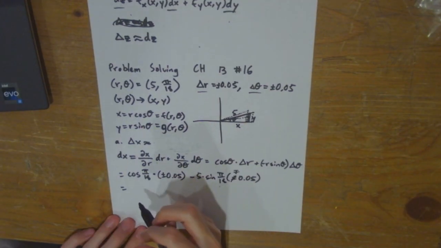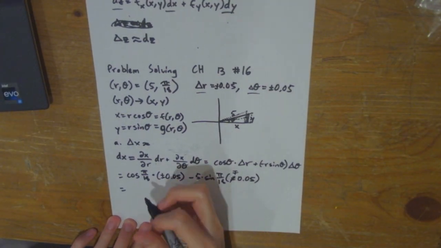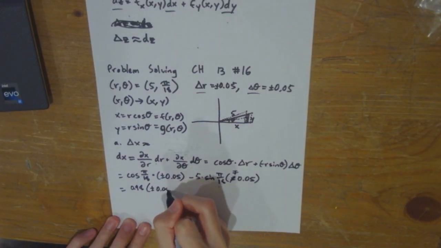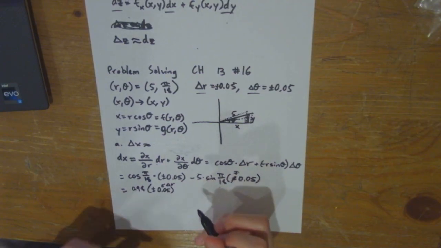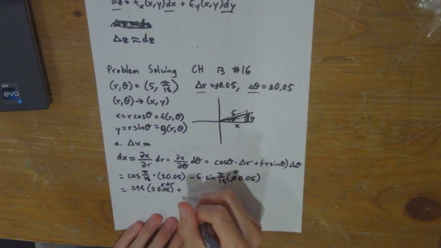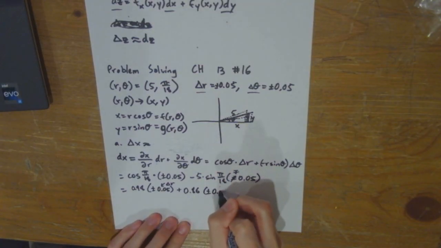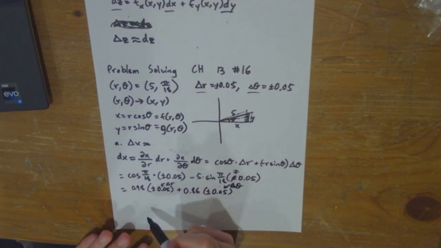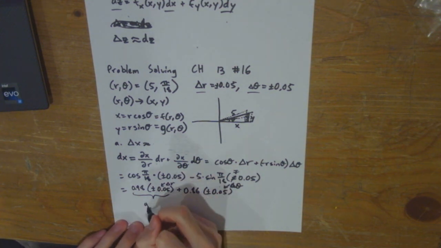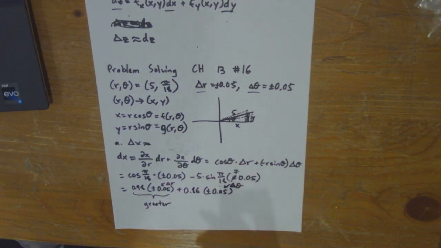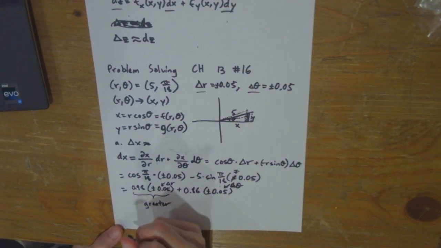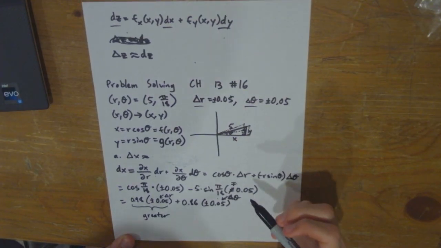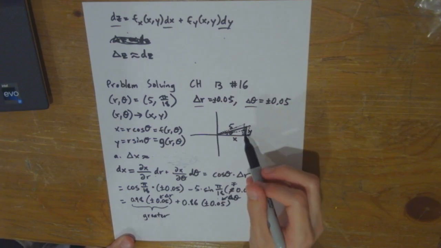So when we do that calculation, we get dx equals 0.98 times plus or minus 0.05, coming from delta r, plus 0.86 times plus or minus 0.05, coming from delta theta. Since the contribution from delta r is greater than the contribution from delta theta, we can say that the accuracy in x relies more on the accuracy in r than the accuracy in theta. So that's the first part of our problem, and it's also supported by what we see in the diagram.